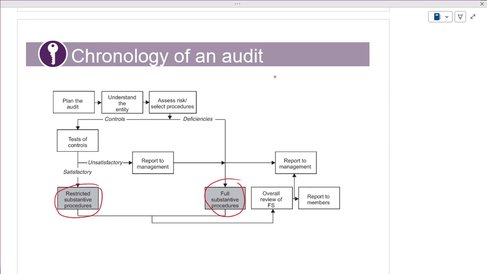It means when there is a test of controls, if it is satisfactory or not satisfactory, we have to do restricted substantive procedures. If it is satisfactory, we will do restricted procedures. If it is not satisfactory, we first have to report to the management, then we will do full substantive procedures. Okay, this slide will be there in every chapter. Is it right? This slide will be there, it shows where we are heading.